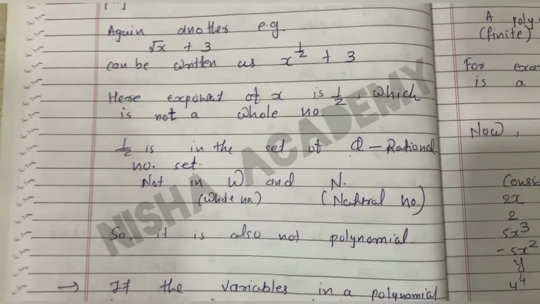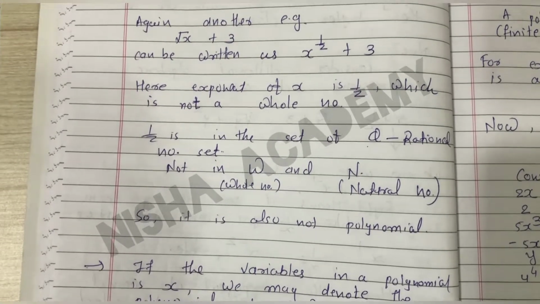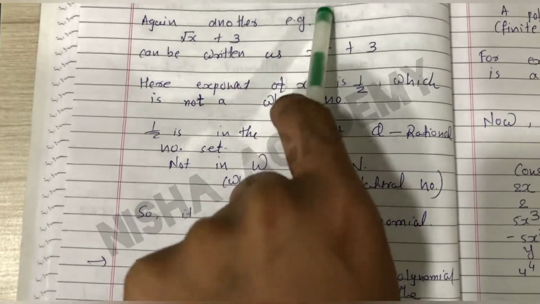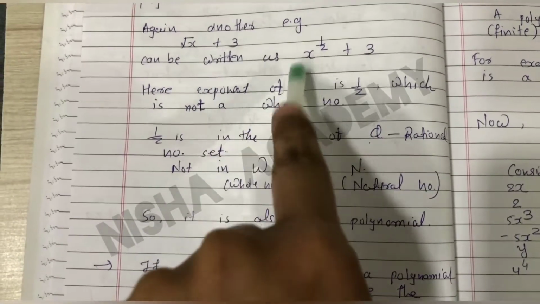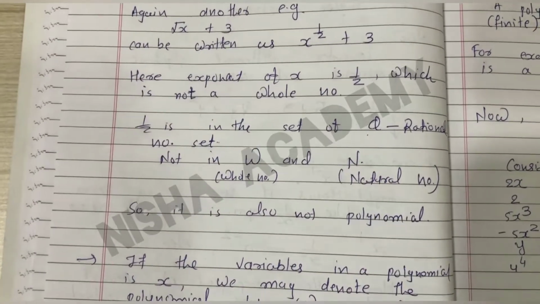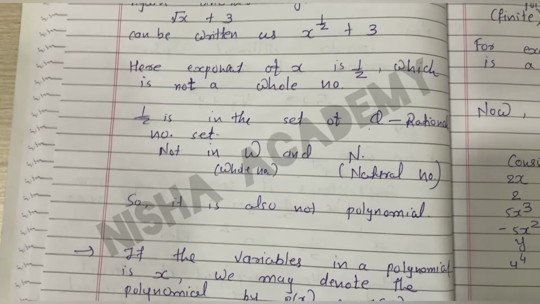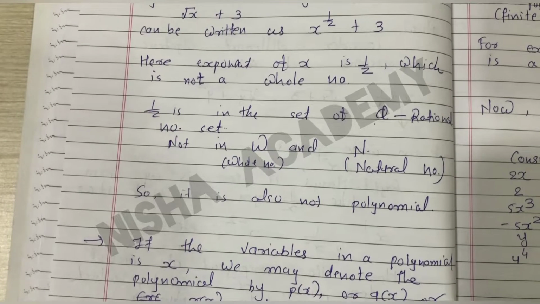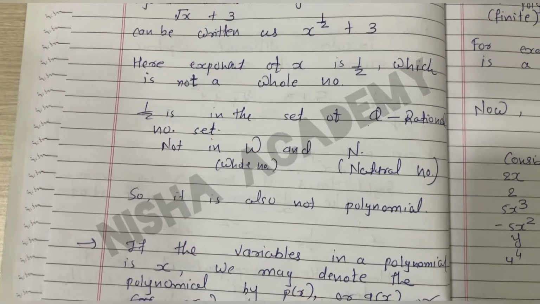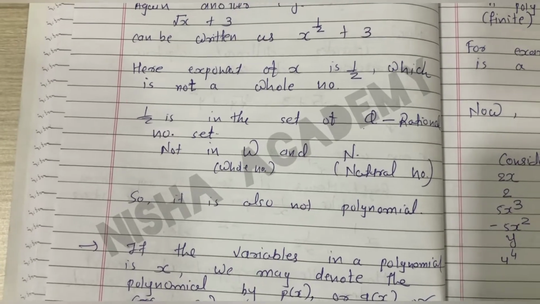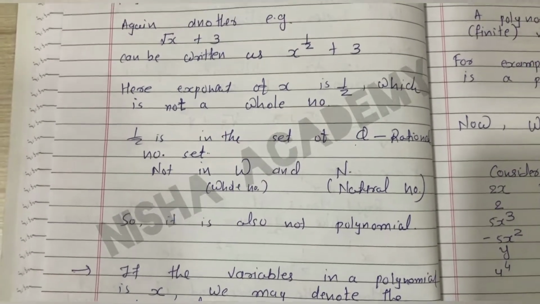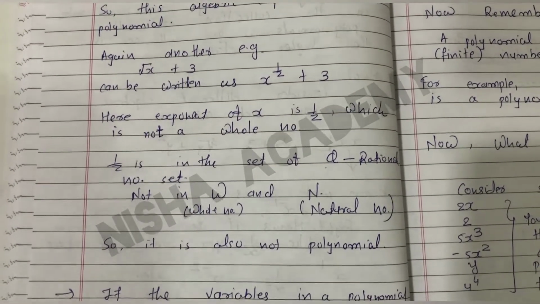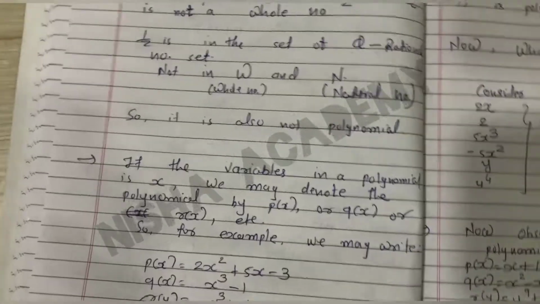Again, another example: root x plus 3 is written as x raised to 1/2 plus 3, right? We know that root x can also be written as x raised to 1/2. So here the exponent of x is 1/2, which is not a whole number, because 1/2 is in the set of rational numbers, capital Q, so it is not a whole number or natural number. The condition is that the exponent of a polynomial should be in the whole number set, so this algebraic expression is also not a polynomial.